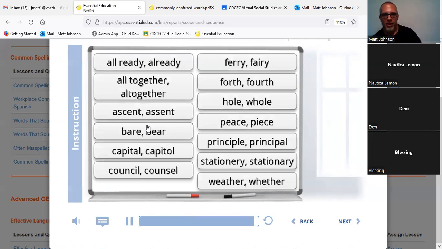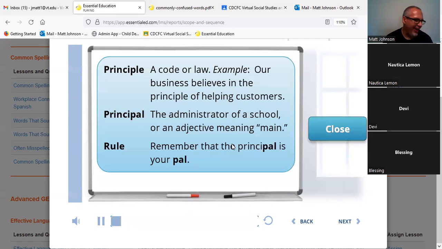We don't have to go through all of these. I will point out a few here. So one way, this one in particular, principle and principal, right? Let's see what they actually say. Principle, yeah, okay, they use that mnemonic I use. PLE means a code or law. Example, our business believes in the principle of helping customers. Principal, ending in PAL, means the administrator of a school, or an adjective meaning main. Remember that the principal is your pal.